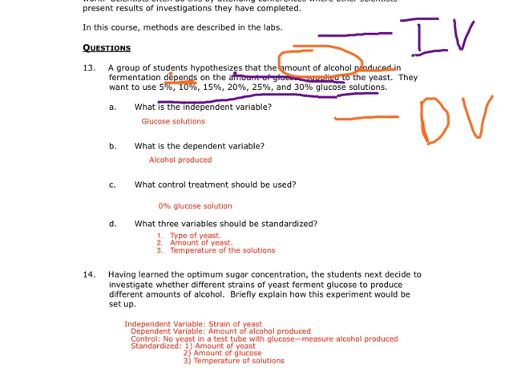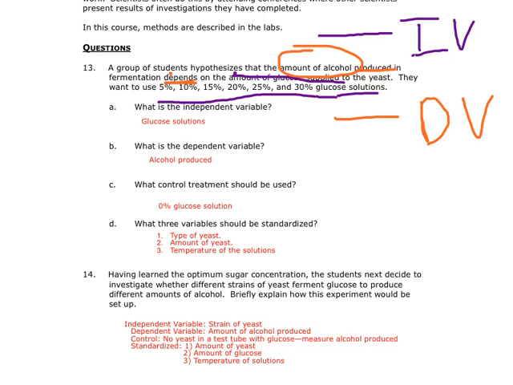Okay, so that's the idea here. We're having a control treatment that allows us to compare. What three variables should be standardized? Remember, standardized variables are the ones that, in fact, have to be kept the same in all of the treatment levels. The treatment levels are the 5%, 10%, 15, 20, 25, and 30% glucose solutions. So if that's what I'm changing, these are the things that must be kept the same.